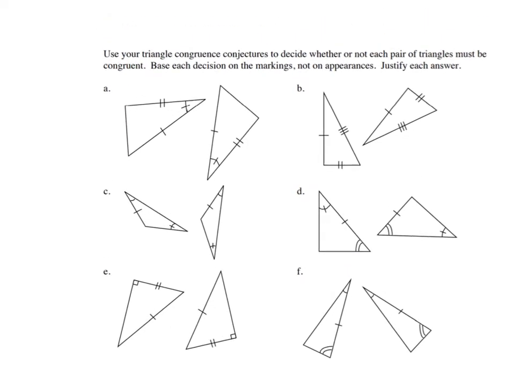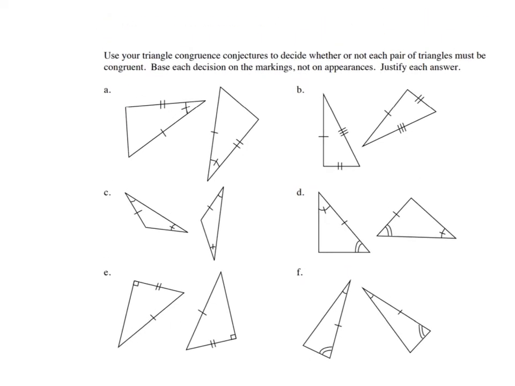Before we get to the flowcharts, we're just going to try and justify whether or not these triangles are congruent based off the markings. This is kind of like what we did yesterday. With letter A, hopefully you can recognize that we have 2 sets of sides that are equal as designated by the tick marks, and the angle in between them. So we'd say that these are congruent by side, angle, side. Hopefully you can recognize here we have 3 sets of different tick marks, so by side, side, side, these would be congruent to one another.